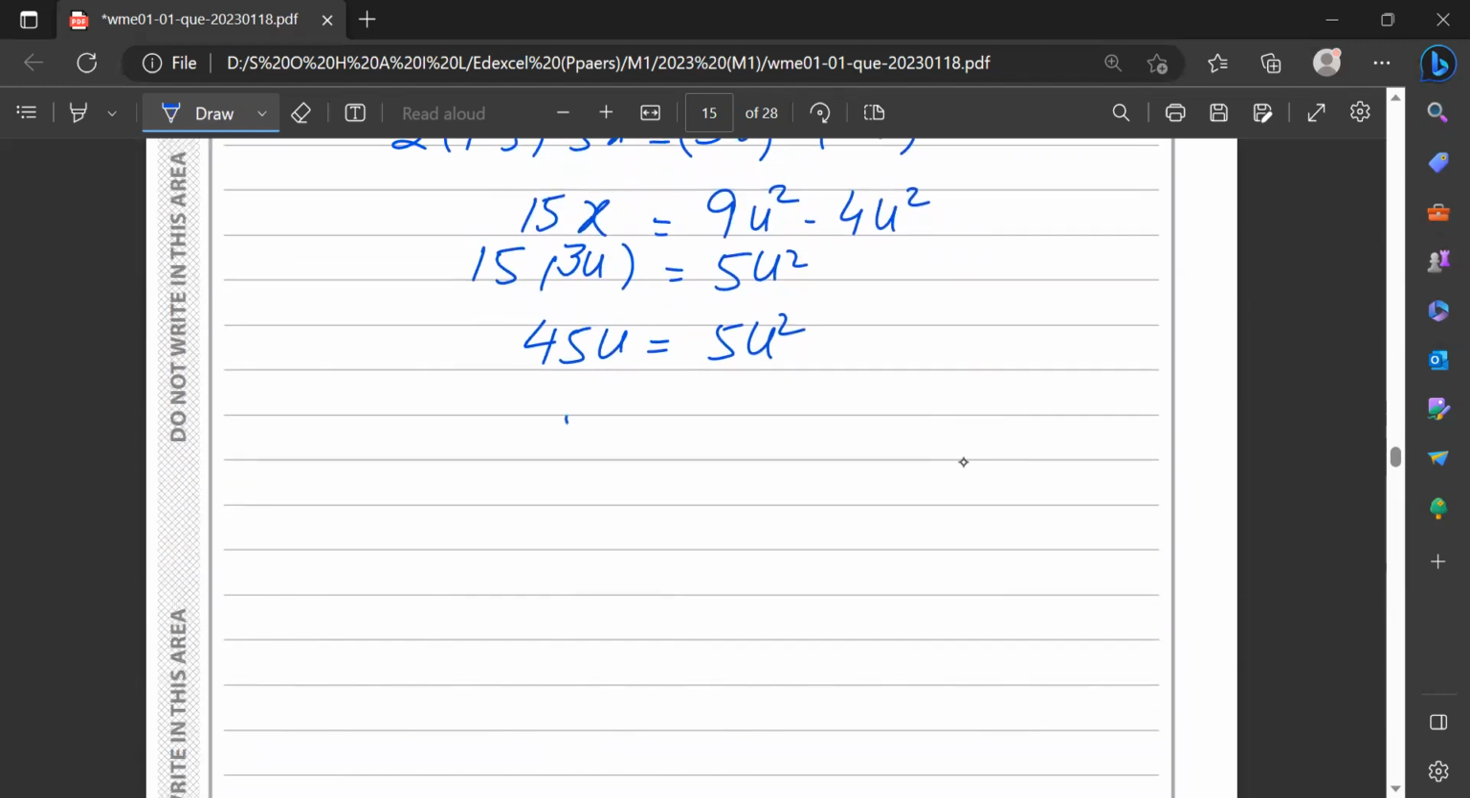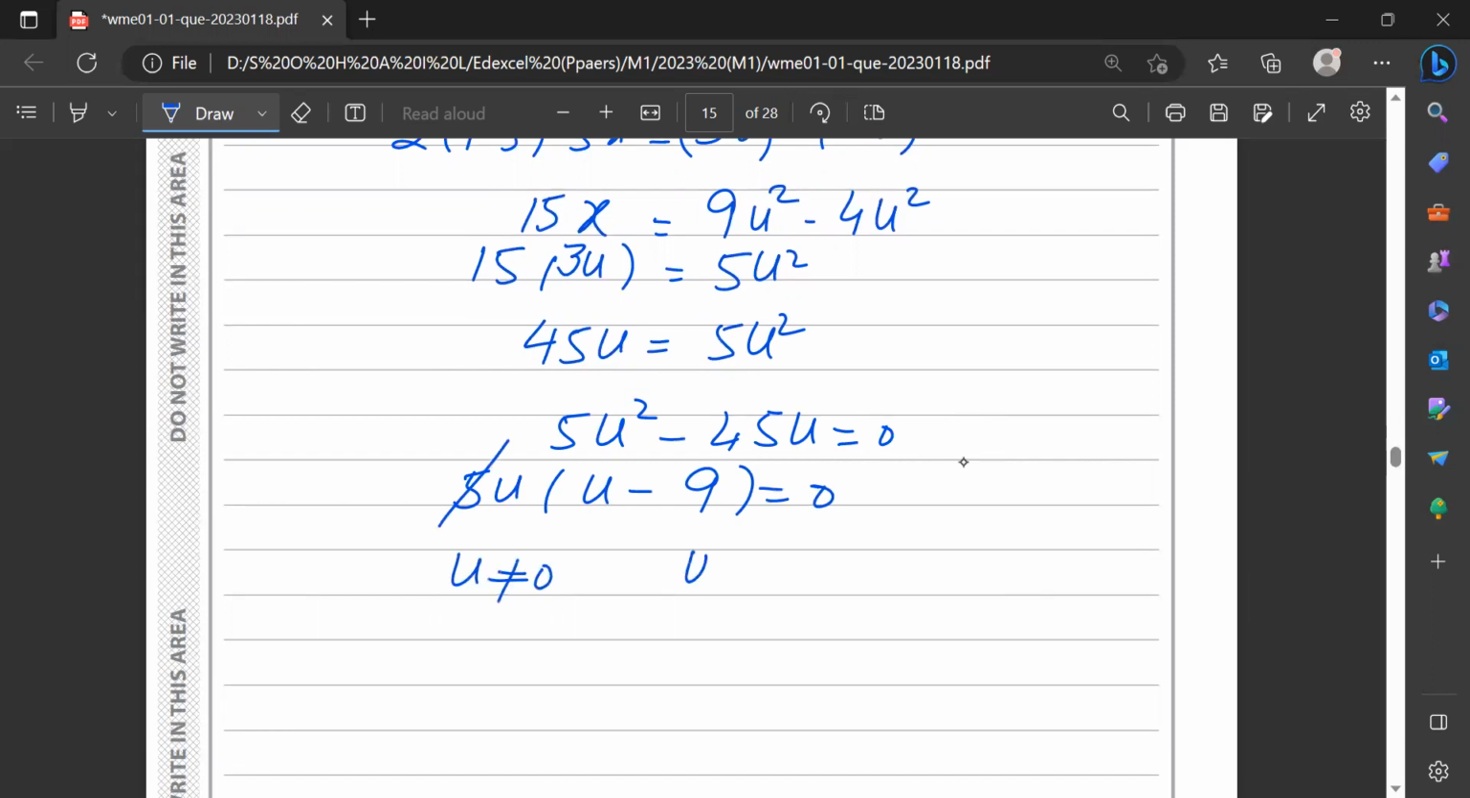So I can show the complete working. It is basically 5u squared minus 45u is equal to 0. 5 is common, u is common, inside is u minus 9 is equal to 0. As u cannot be equal to 0, so u minus 9 is equal to 0, u is equal to 9. Question was to find the value of u, so for this part, the value of u is equal to 9.